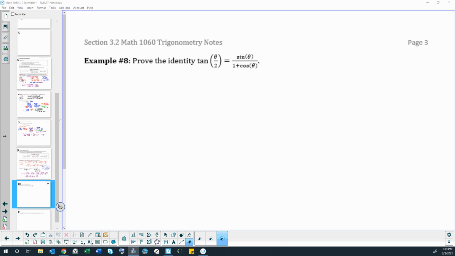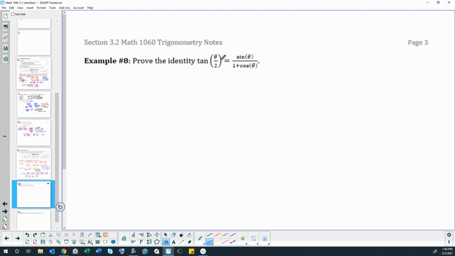Alright, last two examples in section 3.2. Here we go. We're going to prove the identity that the tangent of theta over 2 is equal to sine of theta over 1 plus cosine theta. So this is not our official half-angle identity for tangent. We're actually going to use that to help us do this problem.